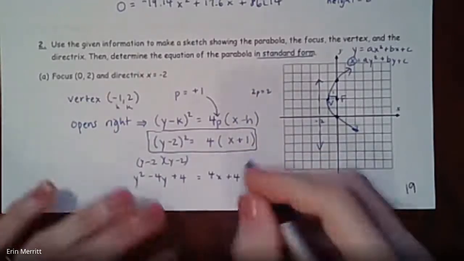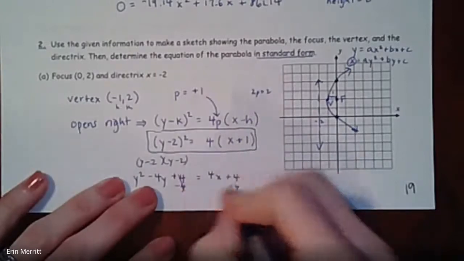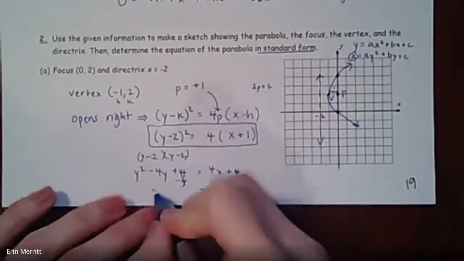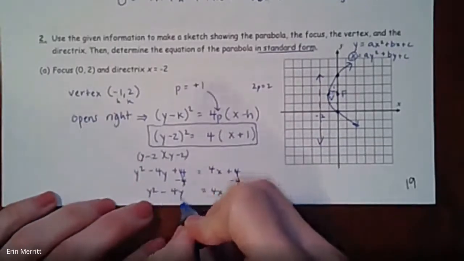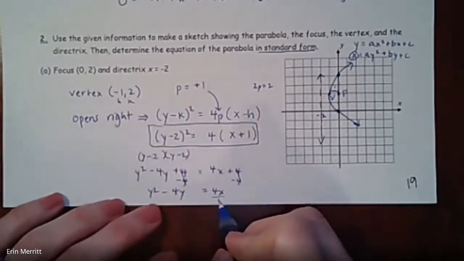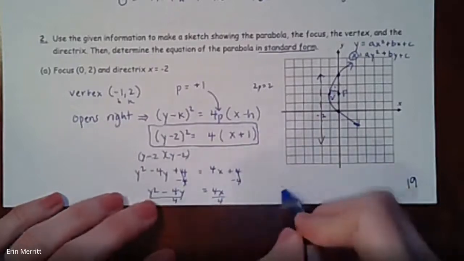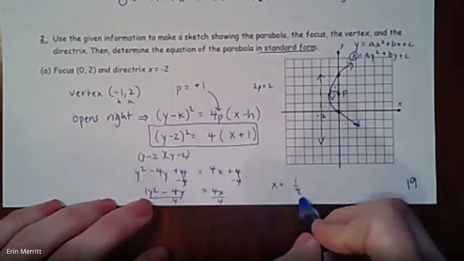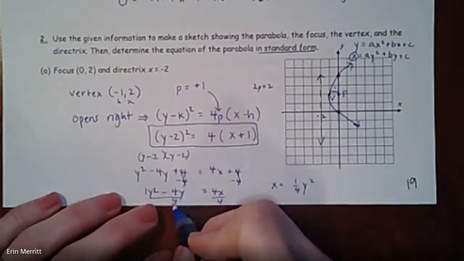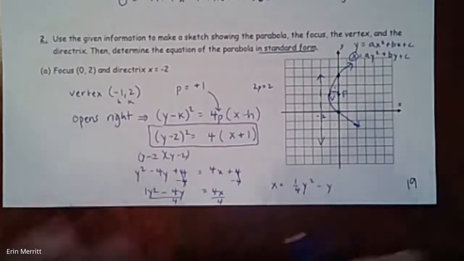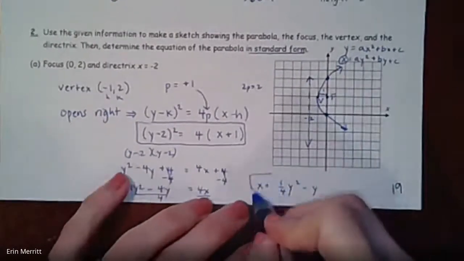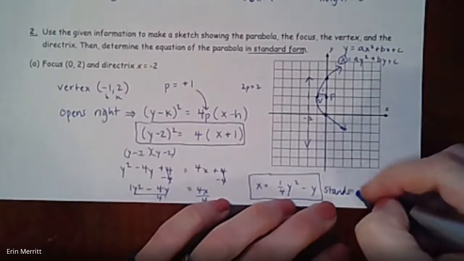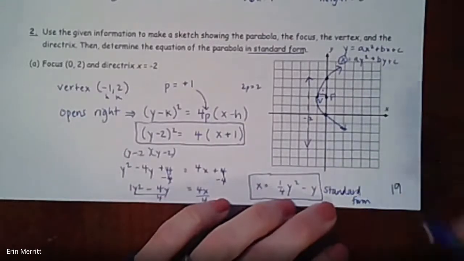And then I would start rearranging. I could subtract the 4 over, which actually cancels it right out in this case. So I get 4x equals y squared minus 4y. And then the last step would be to divide everything by 4. So x would end up being 1/4 y squared, and then here the 4s would cancel, minus y. This is standard form. So same parabola, just writing it a different way.